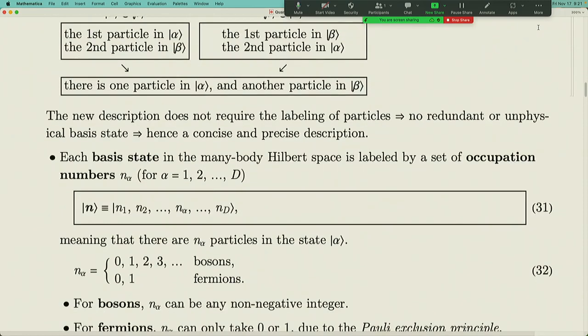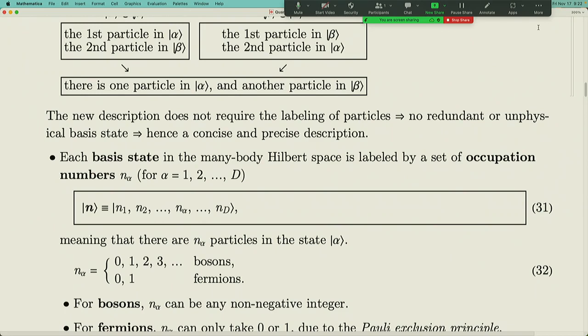So each basis state now is labeled by the so-called occupation numbers. The occupation number is an integer, actually a natural number, which goes like this. If you have n particles trying to occupy d different states, you need to create another sequence, which we call n, different from alpha, because alpha labels the state of each particle, but n labels the occupation number of each state.